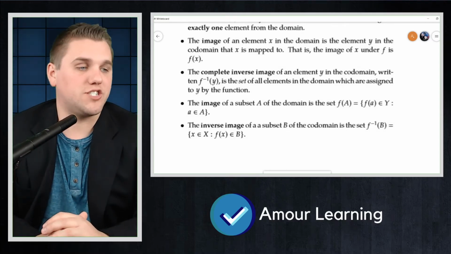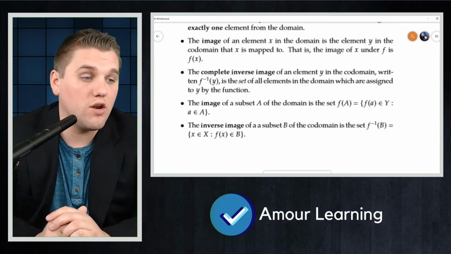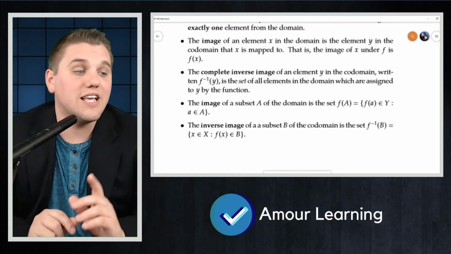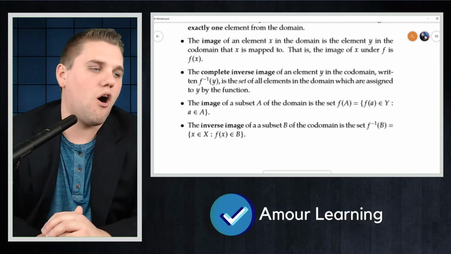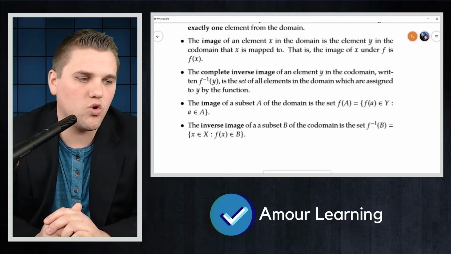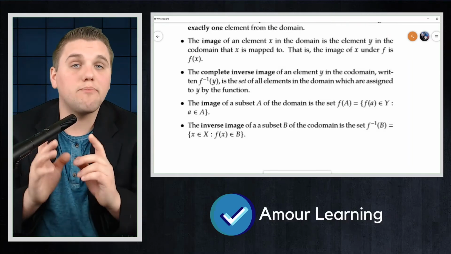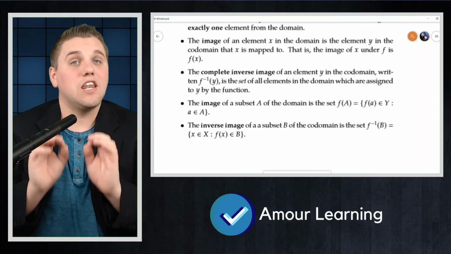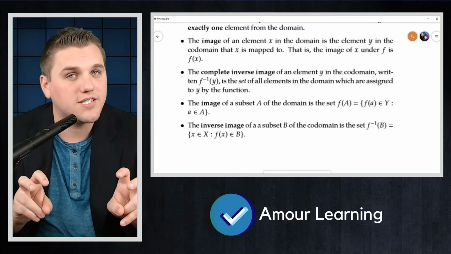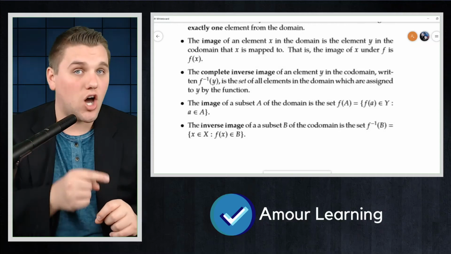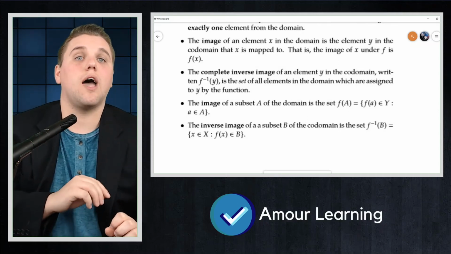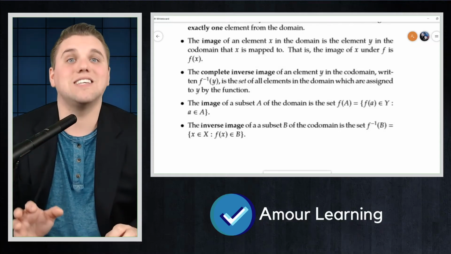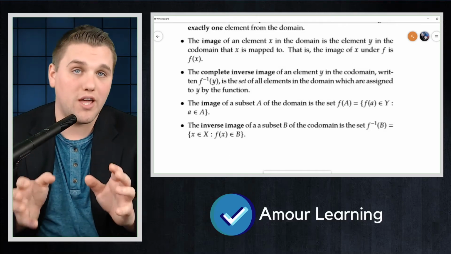The complete inverse image of an element y in the codomain, written f⁻¹(y), is the set of all elements in the domain which are assigned to y by the function. It's really important to understand and remember that the inverse function might not exist. However, in this context, f⁻¹(y) always exists, and it is exactly the set of all inputs that map to y.